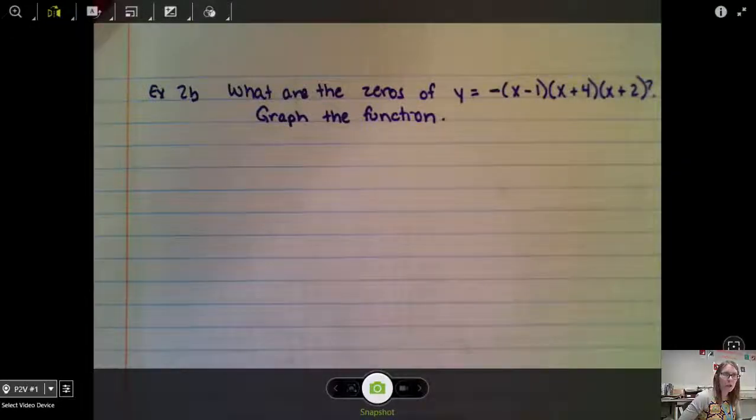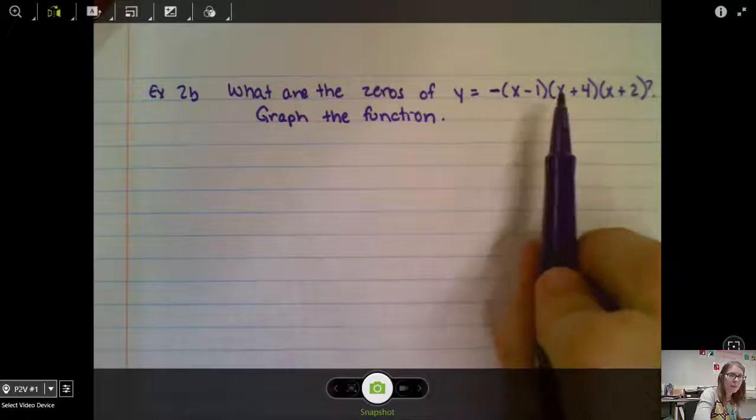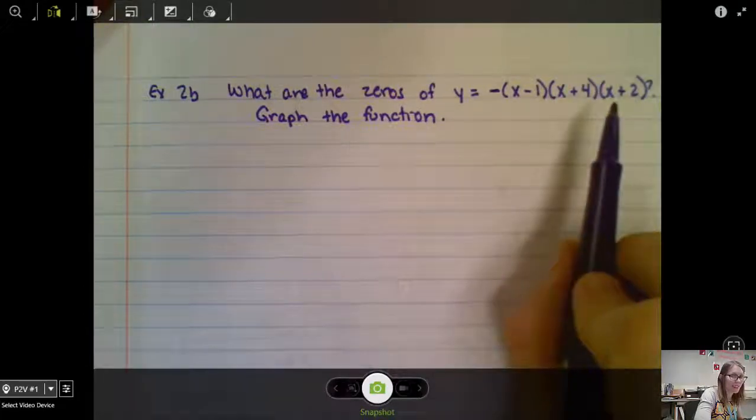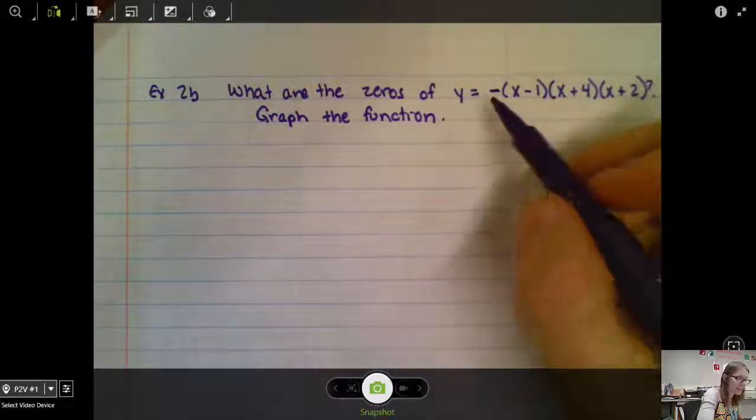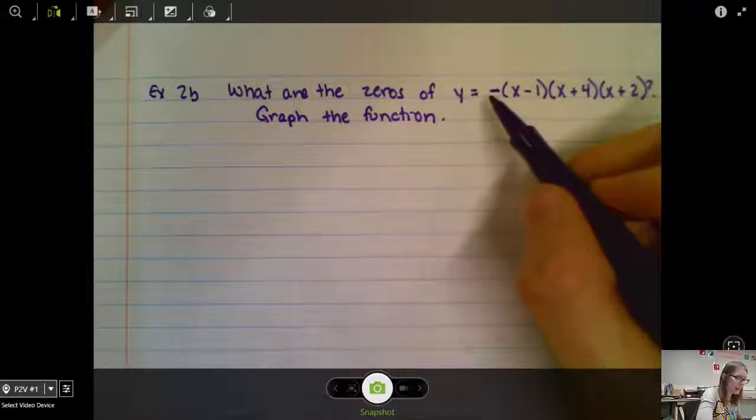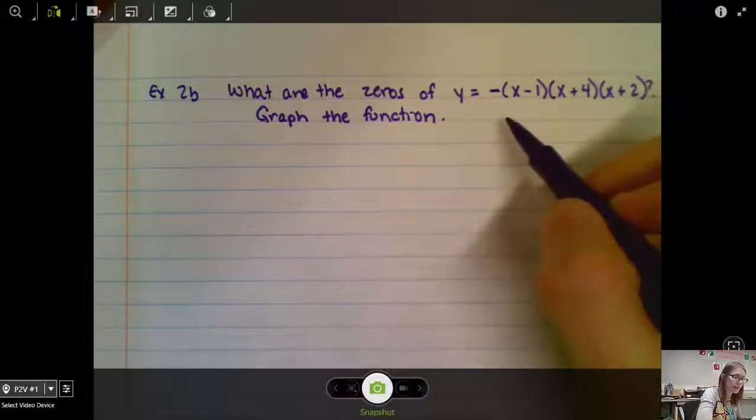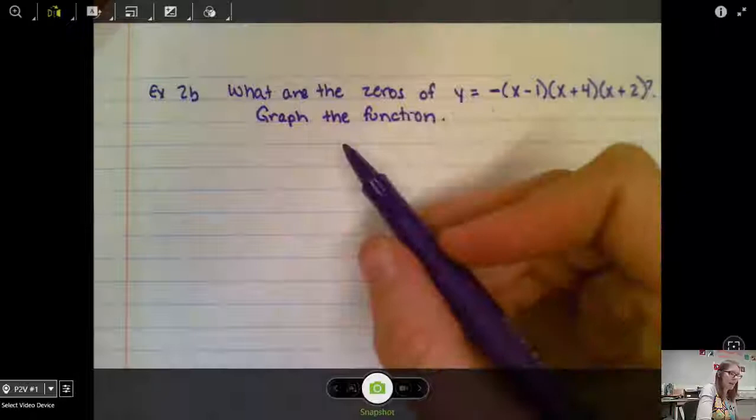In example 2b, I'm going to do that same process. What are the zeros of y equals negative x minus 1 times x plus 4 times x plus 2? And you might notice this looks a little bit different because I have this negative here, but we keep going with our same process. And then we're going to graph.